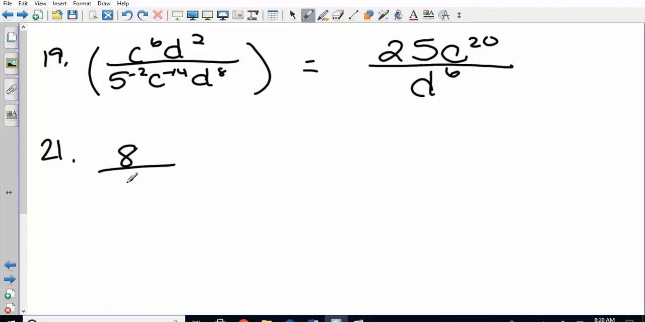21, 8x to the -9. That means 8 over x to the 9th. Negative 3 times 5 is negative 15.